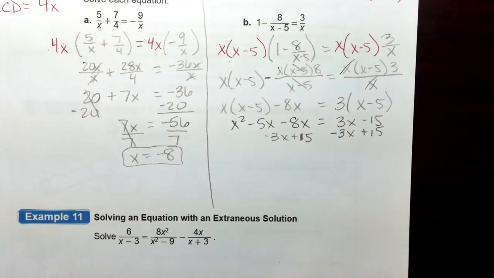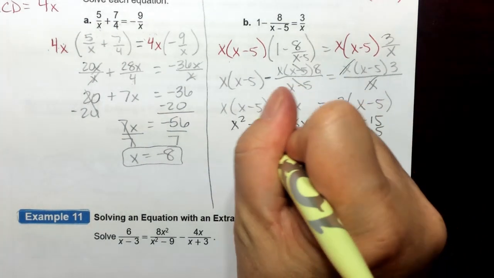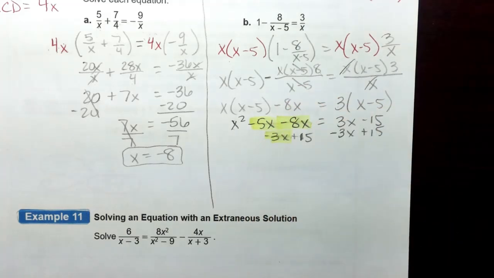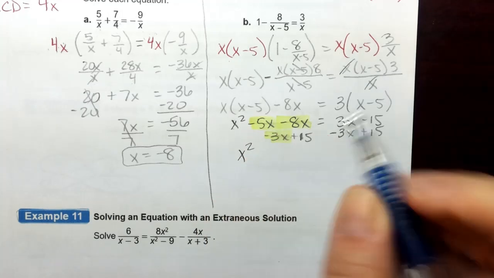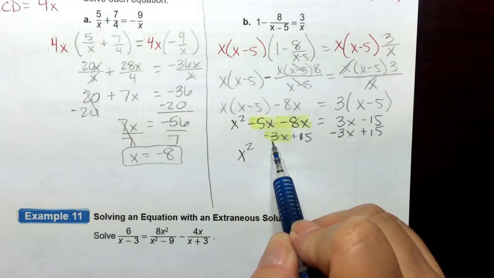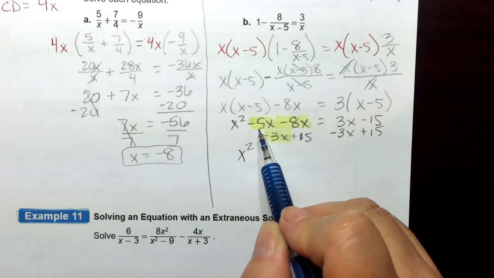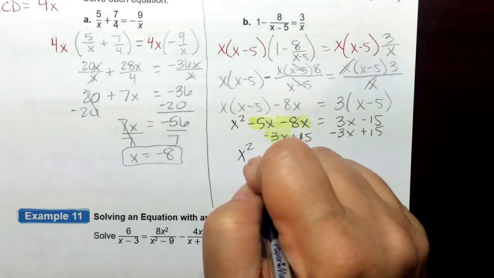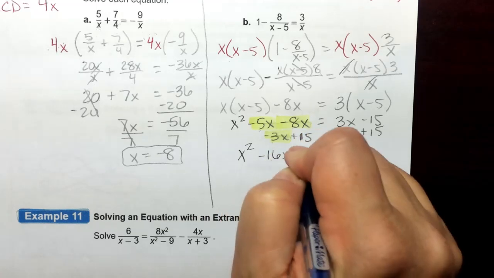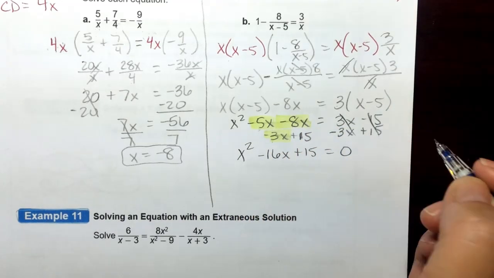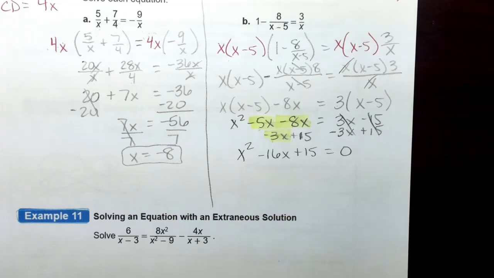Now, I do have like terms. So when I rewrite this, I'm going to rewrite it with combining those 3 like terms together. So I have x squared, and then I got negative 5x minus 8x minus 3x. So you could think about that as negative 5 minus 8 minus 3. That's going to give us negative 16x plus 15, and that equals 0, because remember, these canceled out. That's why we chose that.